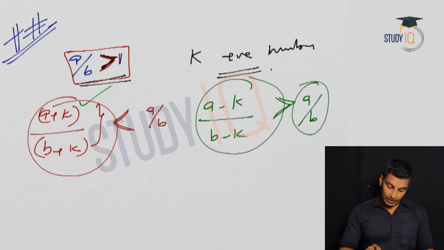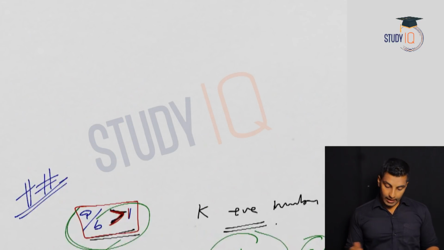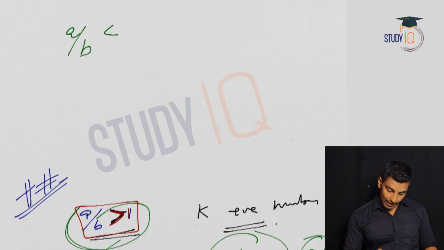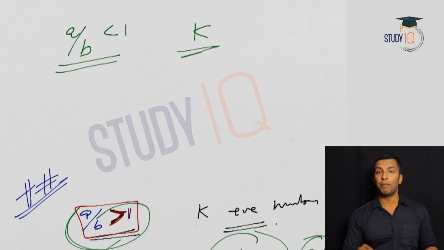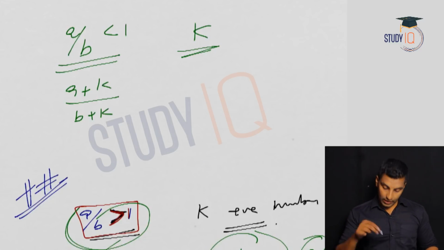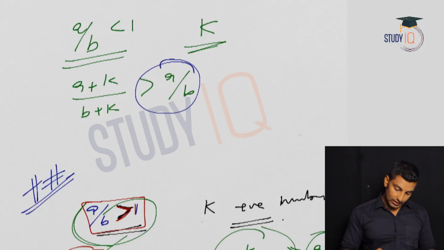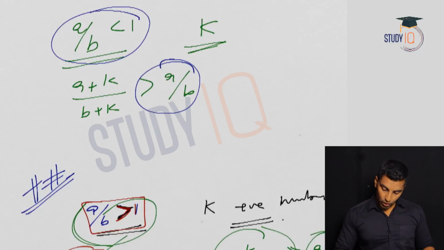Now what you can do is the opposite. a by b can be less than 1. Again the same situation, k is a positive number. Now if you add, a plus k divided by b plus k, earlier it was less than a by b, but here it will be greater than a by b, because the ratio a by b is less than 1. And now the opposite, a minus k divided by b minus k, will be less than a by b.